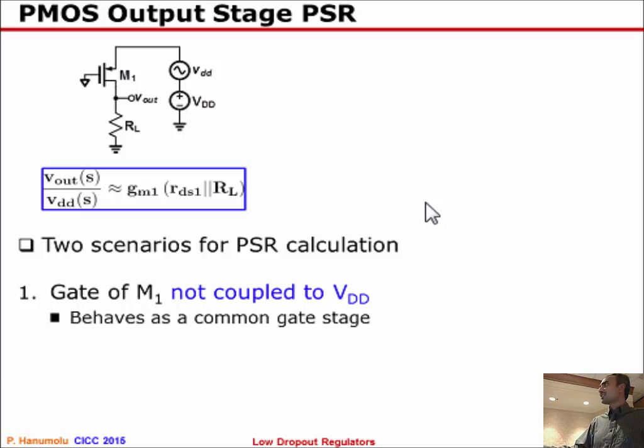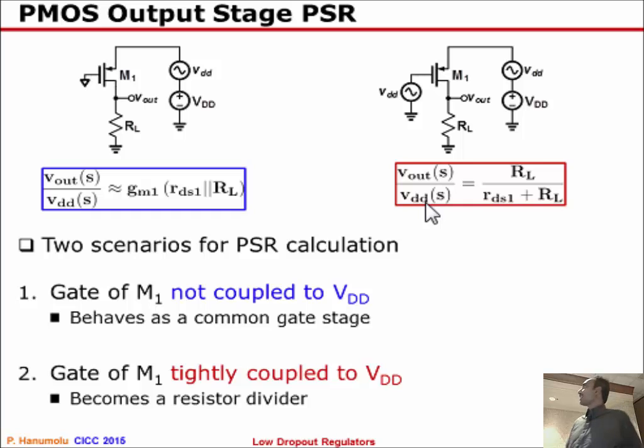This is a common gate stage, so Vout over VDD is given by this expression. There are actually two scenarios. The first scenario is I'm assuming that none of the supply voltage is going to appear at its gate, or in other words, the gate of M1 is not coupled to VDD. It's perfectly decoupled. It has nothing to do with VDD, right? In that case, the Vout over Vin happens to be this value.